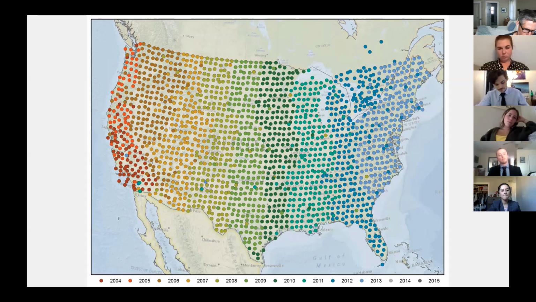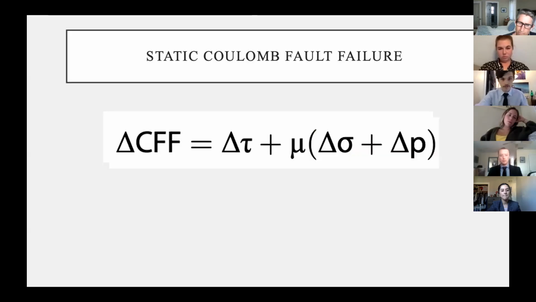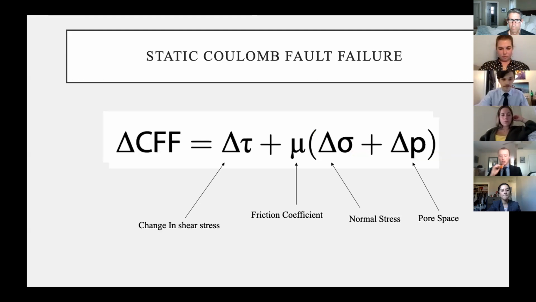So now we're going to move on to the static Coulomb fault failure. This is how they figured out whether or not these earthquakes were triggered by fluid injection or by some other outside source. Just to clarify what this equation means, because it looks like a lot of gibberish, here we see the change in shear stress. It's a combination of change in shear stress, friction coefficient, normal stress, and pore pressure.